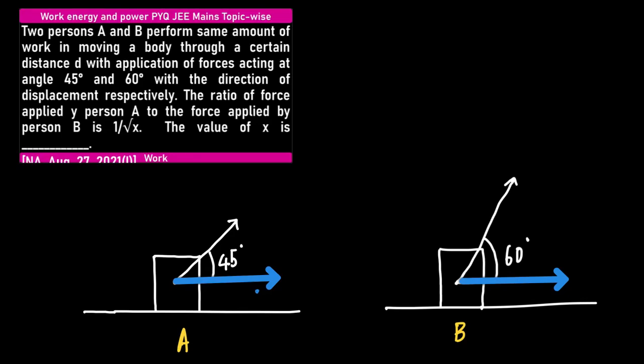Two persons A and B perform the same amount of work in moving a body through a certain distance s. Okay, so I need to mark that as well. So A moves through s, B also moves through s. The only difference being one is at 45 degree and the other is at 60 degree with the direction of displacement. So I've taken this blue vector here, which represents the direction of displacement. The ratio of force applied by person A, which means what we're given is essentially that force of A by force of B is equal to 1 upon root x, right?